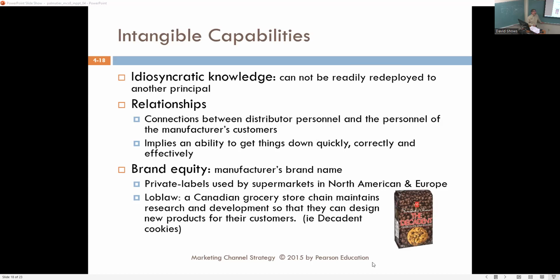So what is an idiosyncratic knowledge? An idiosyncratic knowledge is a unique level of skill or understanding that cannot be readily deployed to another principal. I can't take this wealth of knowledge and use it in another particular field.